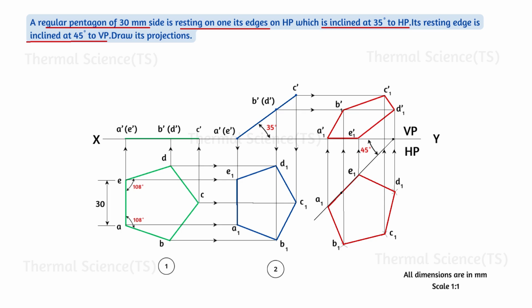The diagrams drawn in red color are the final front and top views. While drawing in pencil, the final front and top views must be drawn darker when compared to the other views. Now we have done all the projections for the given condition.